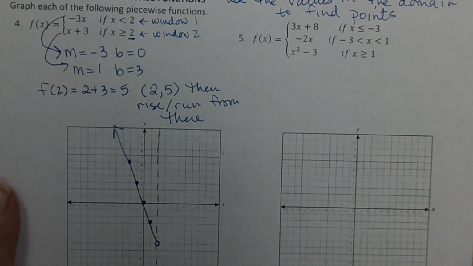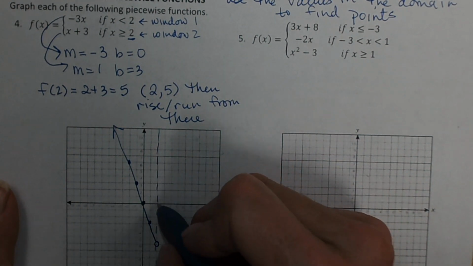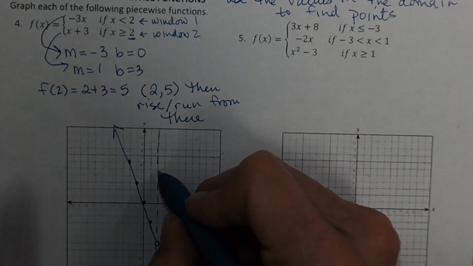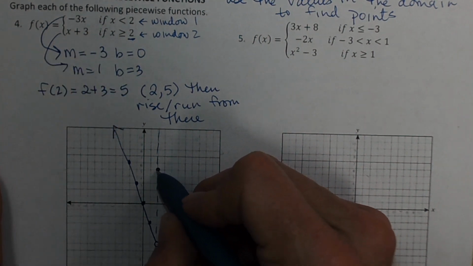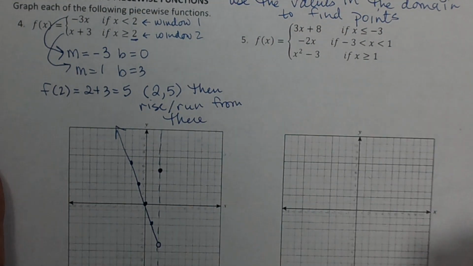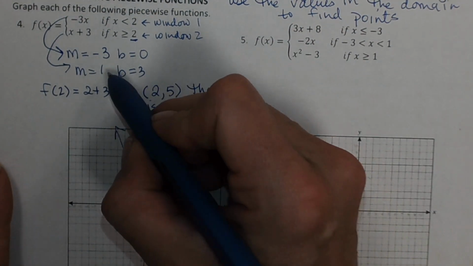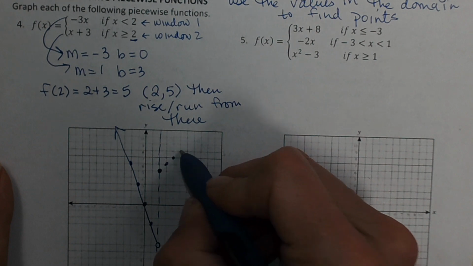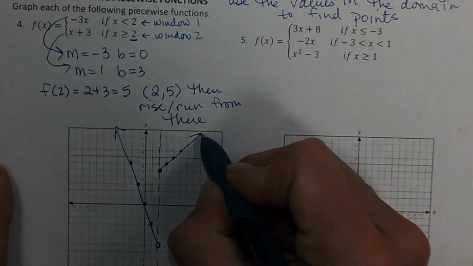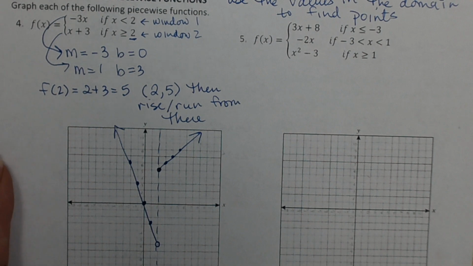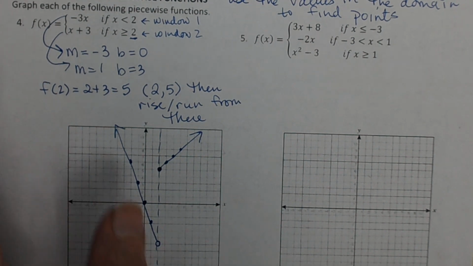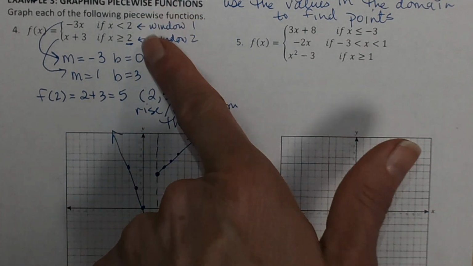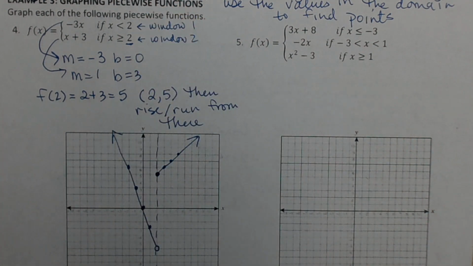Okay, so plot that (2, 5) point. Now, in this window, it's equal to, so when I get to that point, I'm going to draw an actual point, not an open point. And then I have a slope of 1, so I'm just going to rise 1, run 1, rise 1, run 1, rise 1, run 1, and then I can connect those points. And there's the graph for window 2. So we have this function in 2 pieces because there were 2 intervals in the domain.